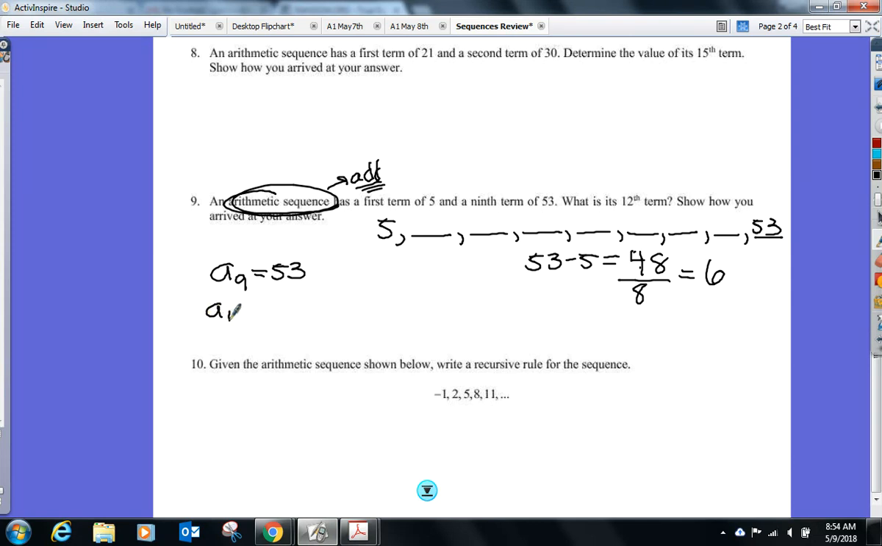What was the 10th term? 59. What about the 11th? 65. And then how about the 12th? 71.